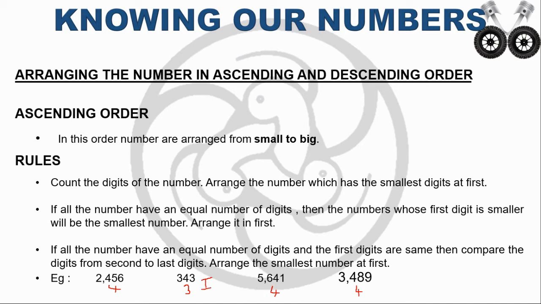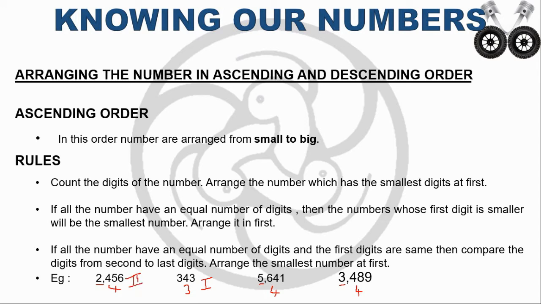The other 3 numbers have the same number of digits, 4. So what is the next rule? We have to compare the first digit. What is the first digit here? 2, and here 5, and here 3. Which is the smallest one? 2 is the smallest one. So that should be arranged second. This is the second smallest number.